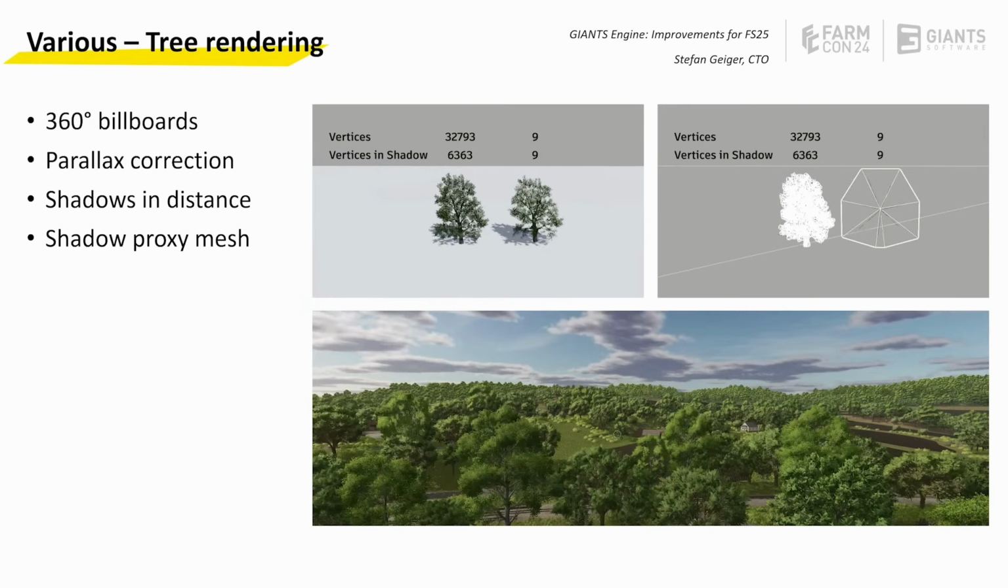Moving on, we have tree rendering, with 360 billboards, parallax correction, shadows in distance, and shadow proxy mesh. And there is a couple of screenshots here that show the number of vertices and vertices in shadows for these trees. But basically we'll be getting better looking trees and shadows.